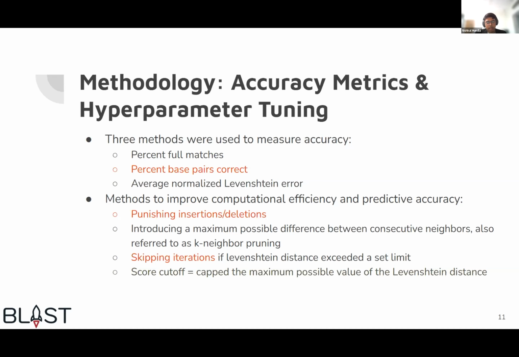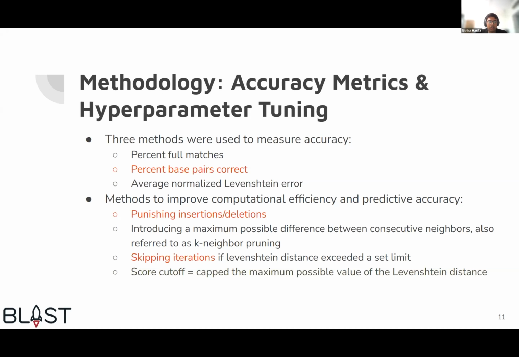The second method was introducing a maximum possible difference between consecutive neighbors. That is, for any given neighbor, if the Levenshtein distance of that neighbor exceeded that of the previous neighbor by more than a set value, then we would ignore that particular neighbor and every other neighbor after that one in a sorted array of neighbors. We also implemented a method that skipped iterations.